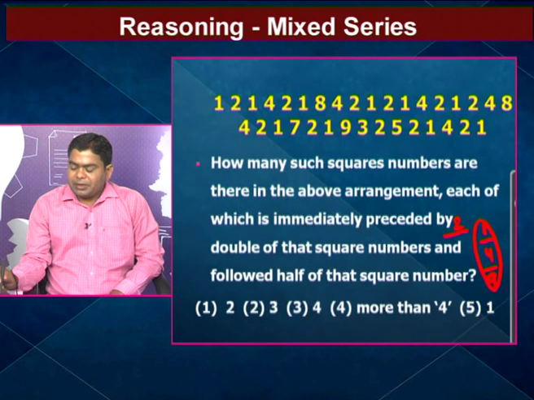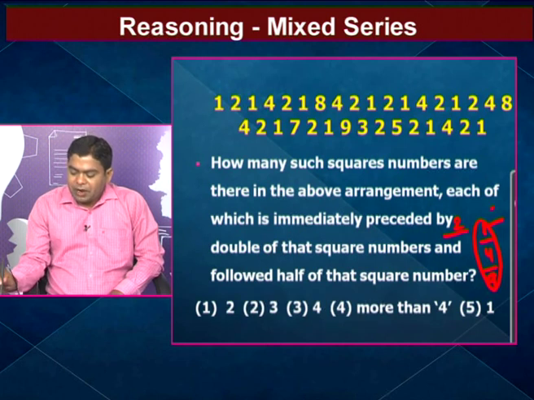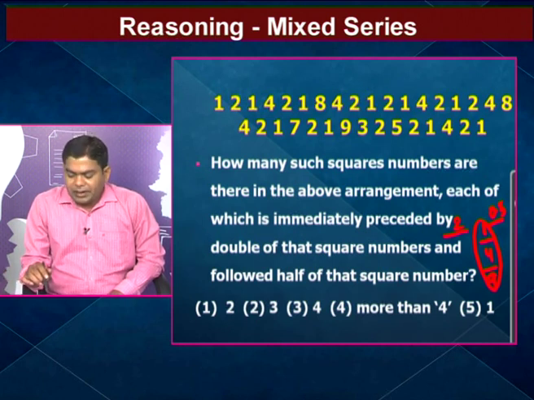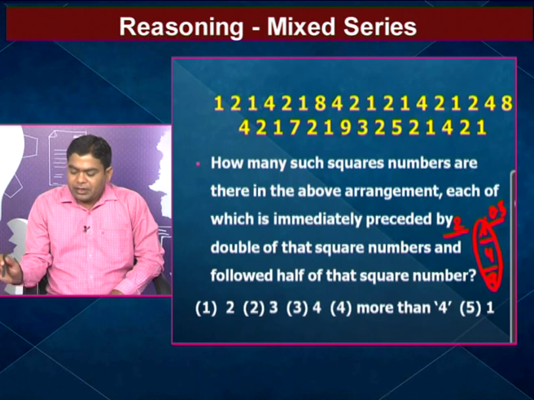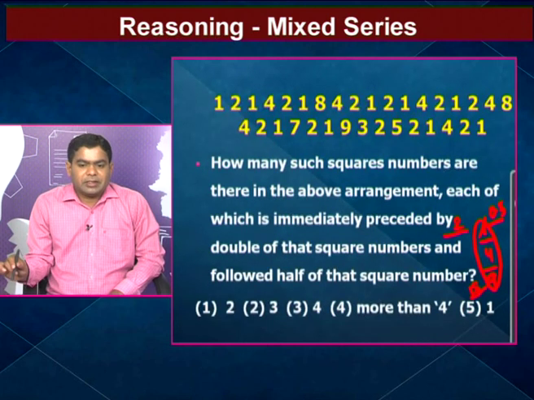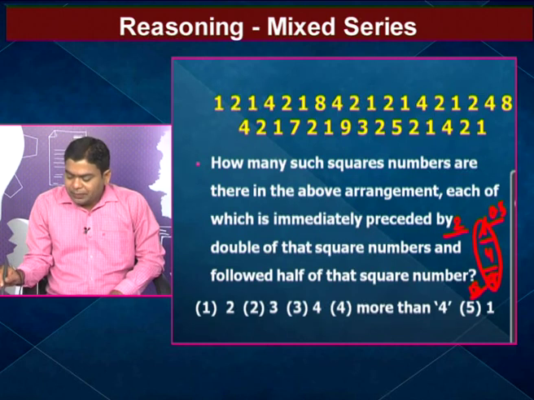Half of that square number, in our question 1 is there. We go to the 1 and verify the left side and right side. Right side must be half of the 1. Half of the 1 means 0.5, but there is no 0.5 in our given series. That means indirectly we need not verify the 1. That means 1 does not satisfy the given condition. After that we go to the 9. It must be preceded by double of that number, but in our given series all are single digits. That means 18 is not there, so it is also not satisfied.